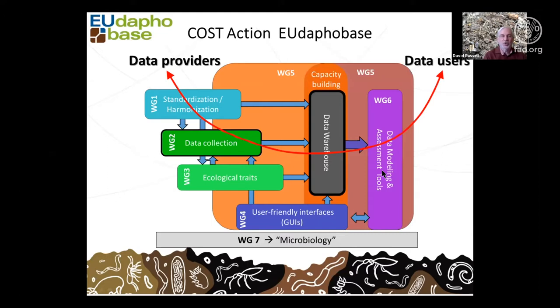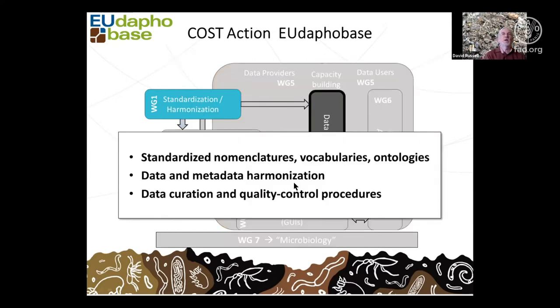The COST Action in this consortium itself is divided into different working groups, which are organized all around the idea of connecting what data providers could offer, as well as what they need, with the needs of data users. For instance, standardizing the nomenclatures and vocabularies that we're using across Europe in a consensus is important. Harmonizing all of the data and the metadata that is coming from these diverse sources. Very important are quality control procedures, so all of this data that's being used is of the highest possible scientific quality.